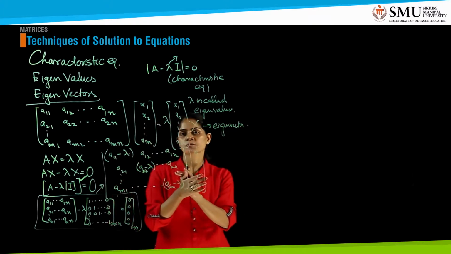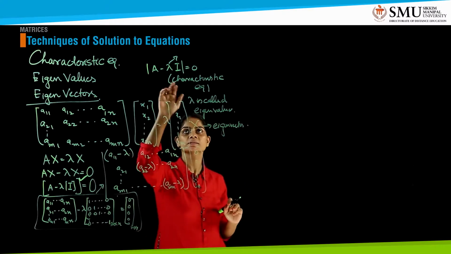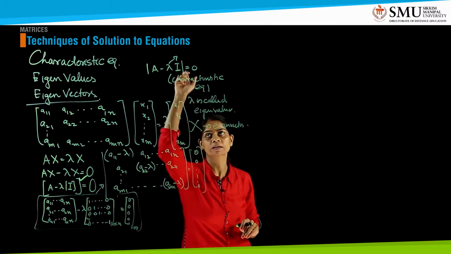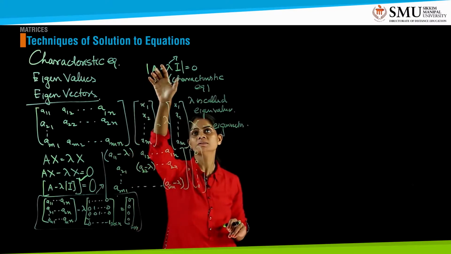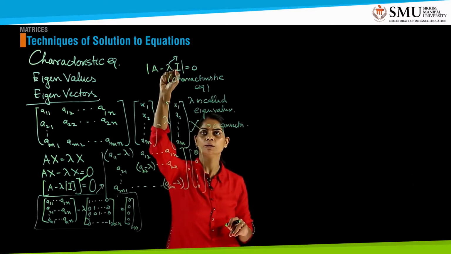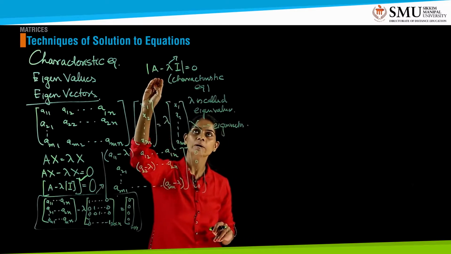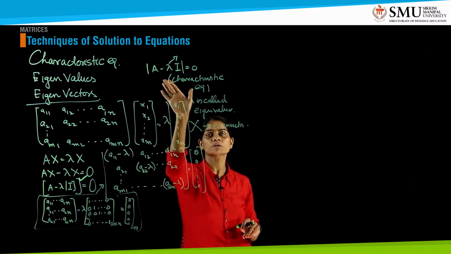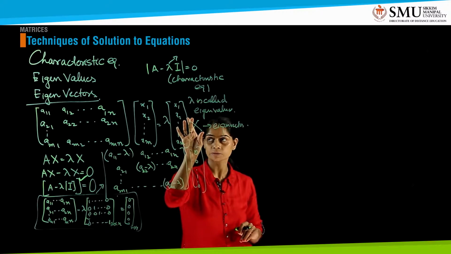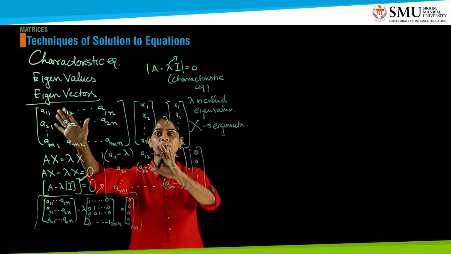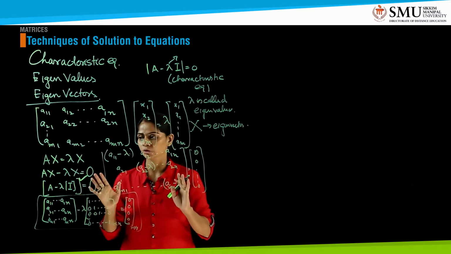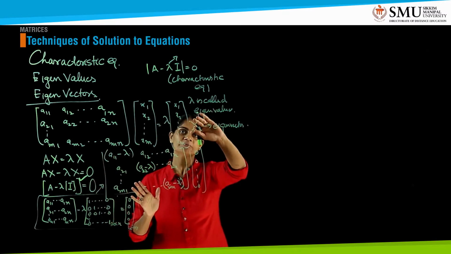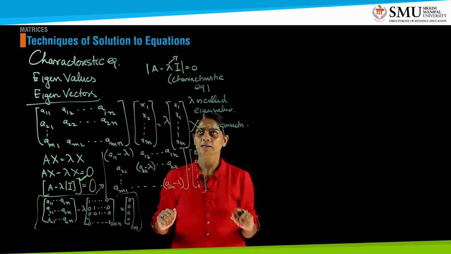So if any system of equations or any matrix is given, with that matrix we can always form a characteristic equation. The condition is that it should be a square matrix, because only then can we find the determinant. For any square matrix we can find the characteristic equation, and corresponding to it we can find the eigenvalues and eigenvectors. Similarly, with any system of equations you can get the characteristic equation and solve it by finding the eigenvalues and eigenvectors.